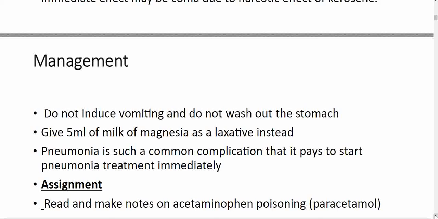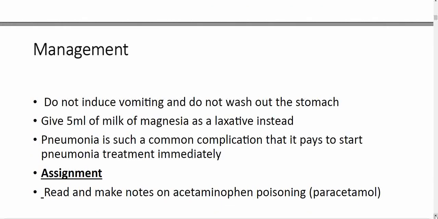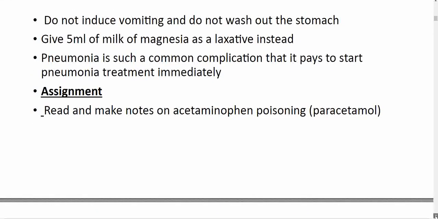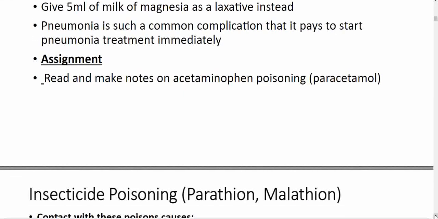Laxatives are drugs which increase your gut motility, and therefore you can defecate, and you can remove it through the anus or rectal route. Pneumonia is such a common complication that it pays to start pneumonia treatment immediately, that is, if at all kerosene is the poison. So go and read and make notes on acetaminophen poisoning, that is paracetamol.